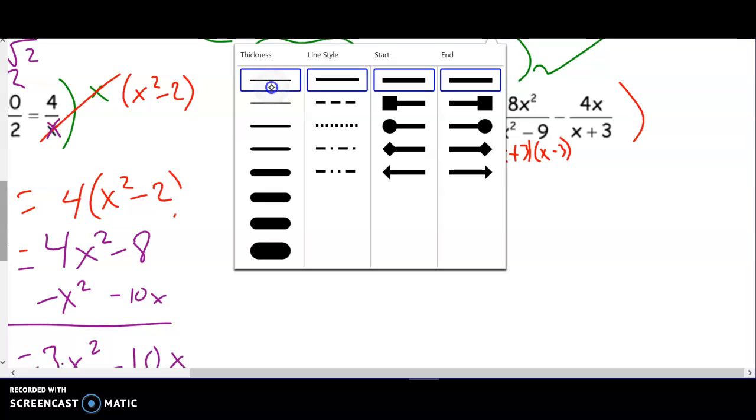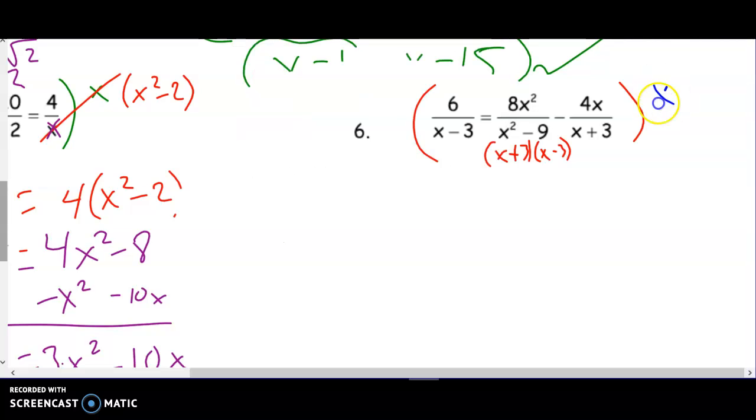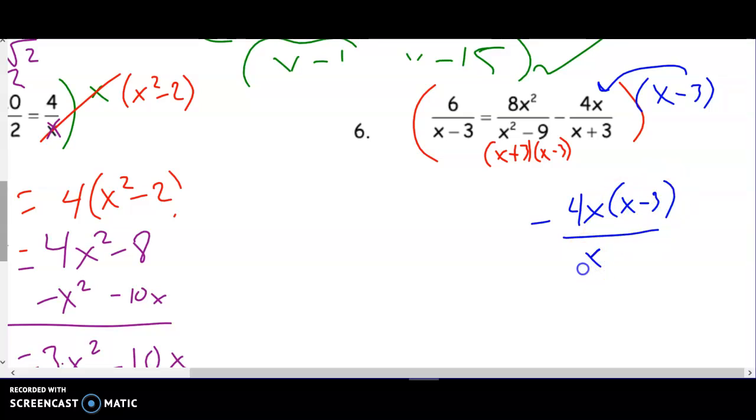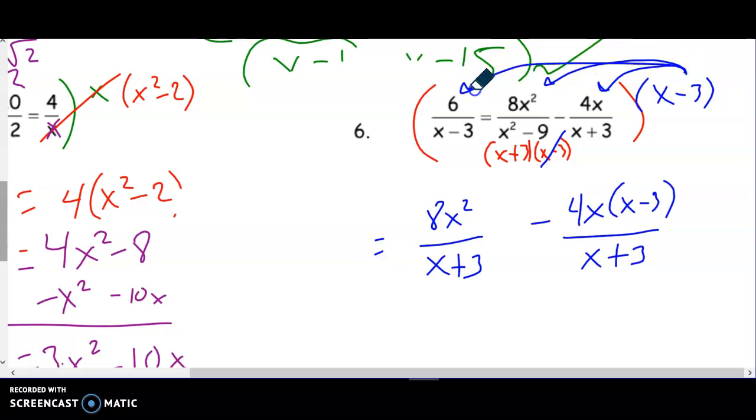You would have to cancel and reduce at a later time. I'm going to do this one in 2 steps so we can kind of see what's going on. Let's do x minus 3 first. So times that one, so 4x times x minus 3 times that fraction. It will cancel with that x minus 3, leaving just 8x squared over x plus 3 times that one. It will cancel with that, resulting in just 6.